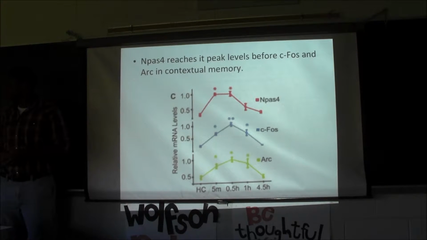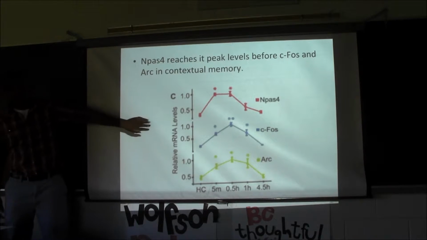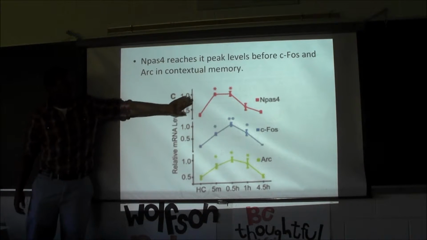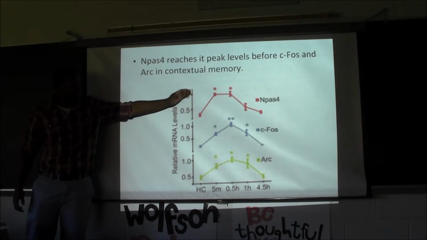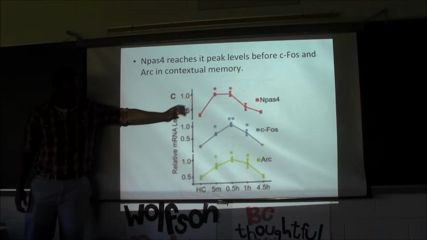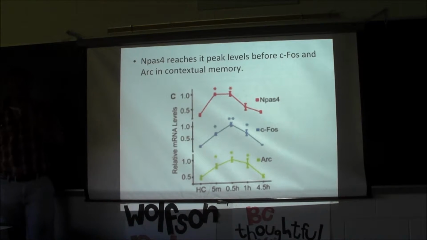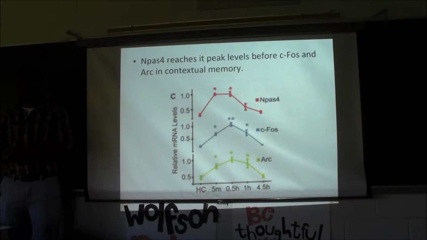Could you say that again? I keep confusing NPOS4 and CFOS. Okay, sorry. So NPOS4 is red, and CFOS is blue. NPOS4 reached its peak levels of mRNA expression before CFOS did, and of course NPOS4 comes first, which suggests that it actually causes expression of CFOS. And CFOS was the gold standard that everybody thought was doing everything. Yeah, and so they were just, well.